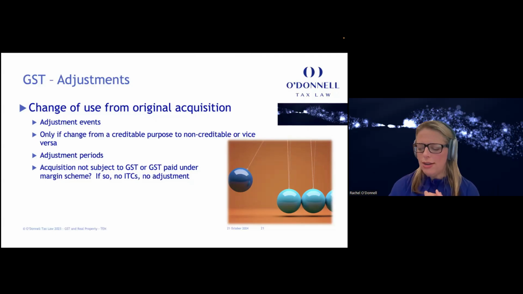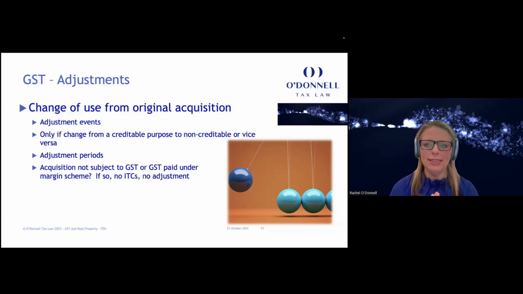So for an acquisition that has a GST exclusive value of $1,000 to $5,000, you have 2 adjustment periods. For $5,000 to $500,000, you have 5 adjustment periods. And for $500,000 plus, you have 10 adjustment periods.